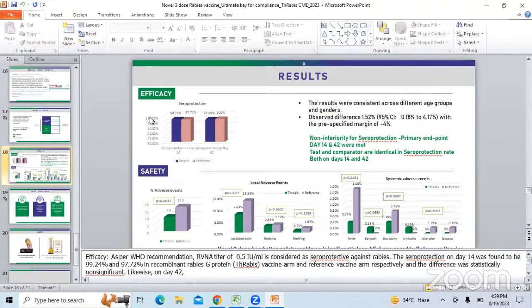And in the safety profile, adverse effects in case of the Travis are 9.9%, whereas in case of the WHO recommended 5-dose vaccine, 72.9%. This is a significant difference in adverse effects. So adverse effects are more in the 5-dose regimen as compared to the 3-dose regimen. A major adverse effect is fever.